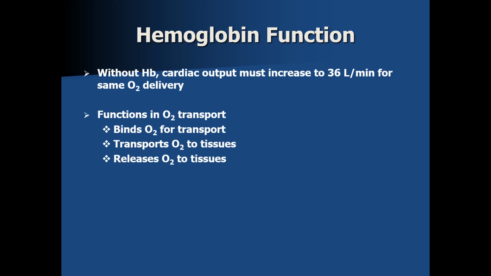Hemoglobin functions 3 different ways for oxygen transport. It binds oxygen for the transport, it transports the oxygen to the tissues, and it releases the oxygen to the tissues. Interference with any of these functions will result in tissue hypoxia.